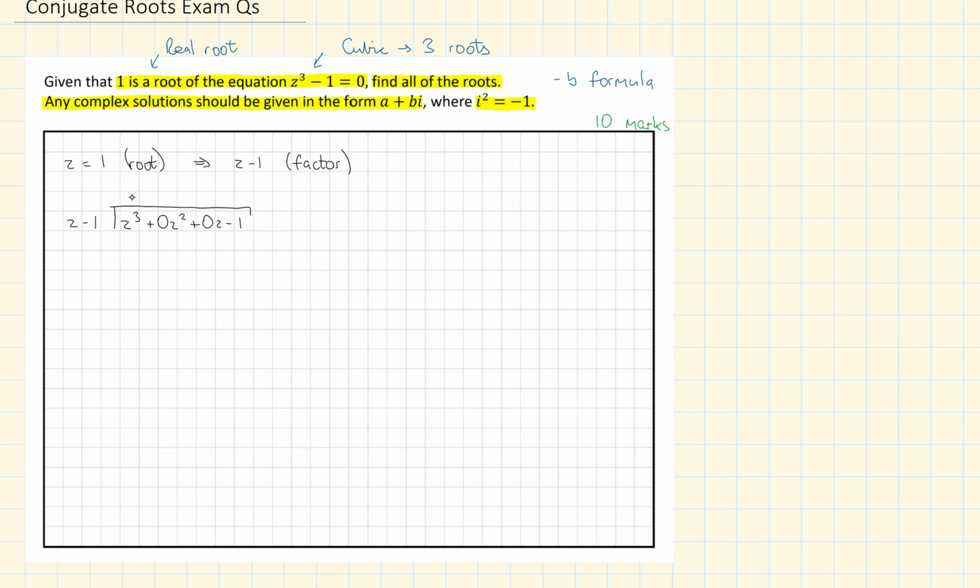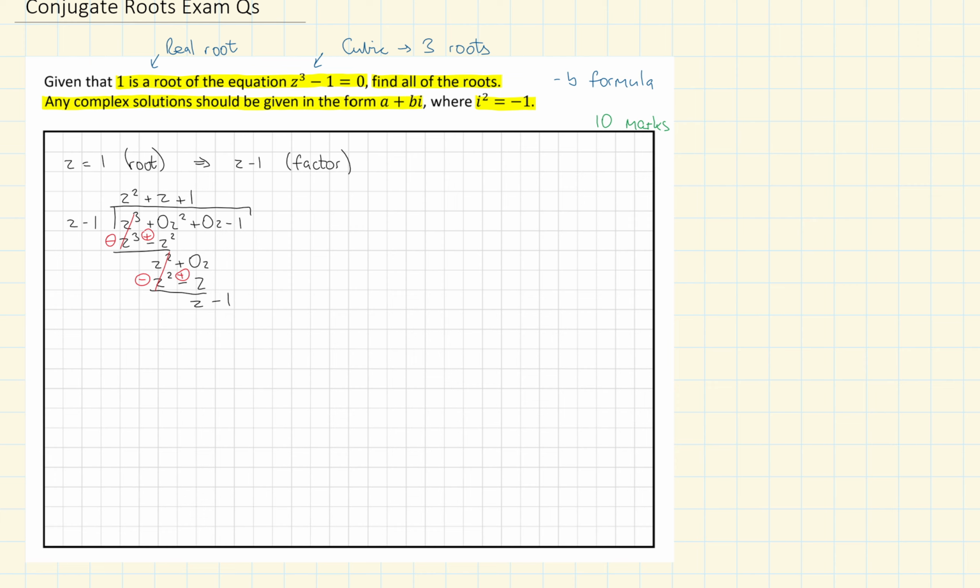So z into z cubed will give me back z squared, multiply out. Draw the line, change your sign. We get z squared, bring these down, 0z minus 1. Z into z squared is z, multiply out. Hold off that for a second. Draw the line, change your sign. We get z minus 1.